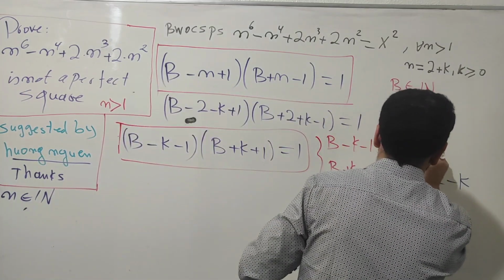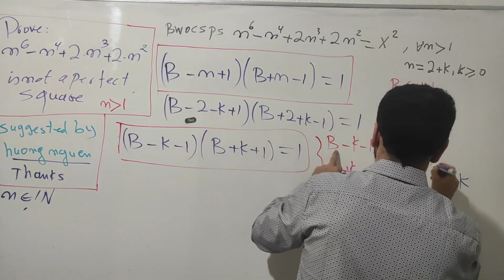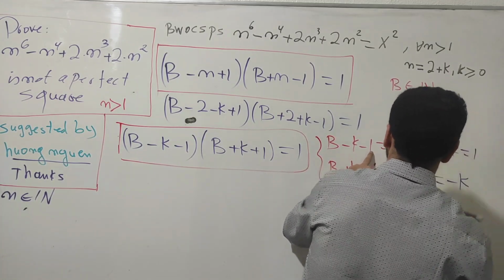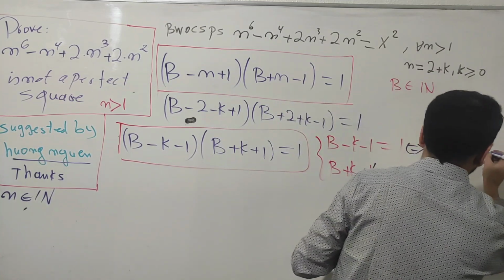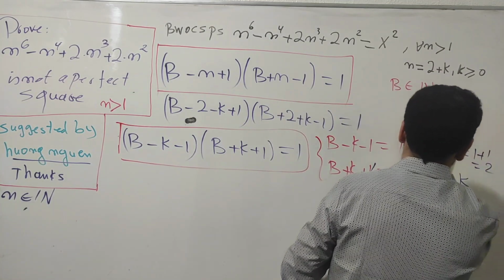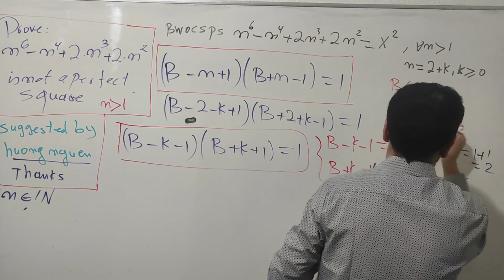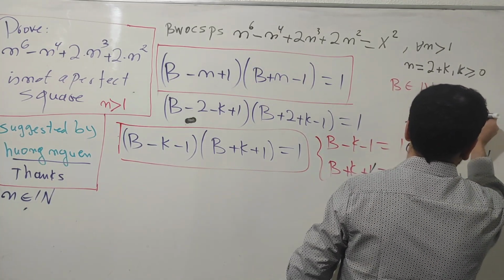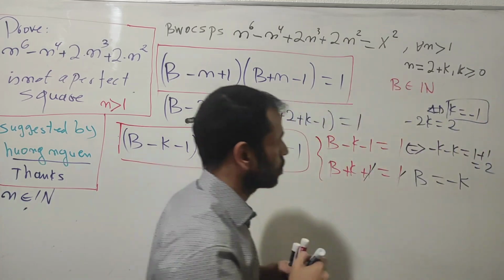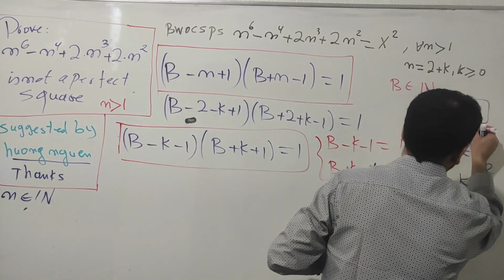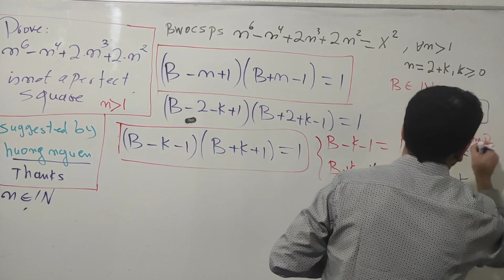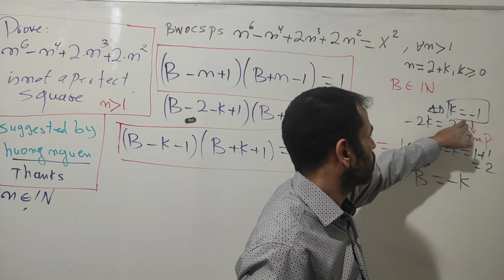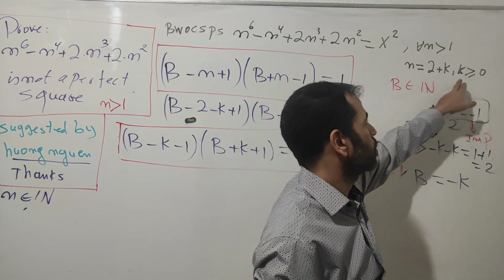So I get here minus k, which equals 1. Then moving this minus 1 to the right becomes plus 1, which equals 2. So I get minus 2k equals 2. Thus, k equals minus 1. This one is a contradiction. It's impossible because we have contradicted this assumption. Because k equals minus 1 is impossible, because k must be greater than or equal to 0.